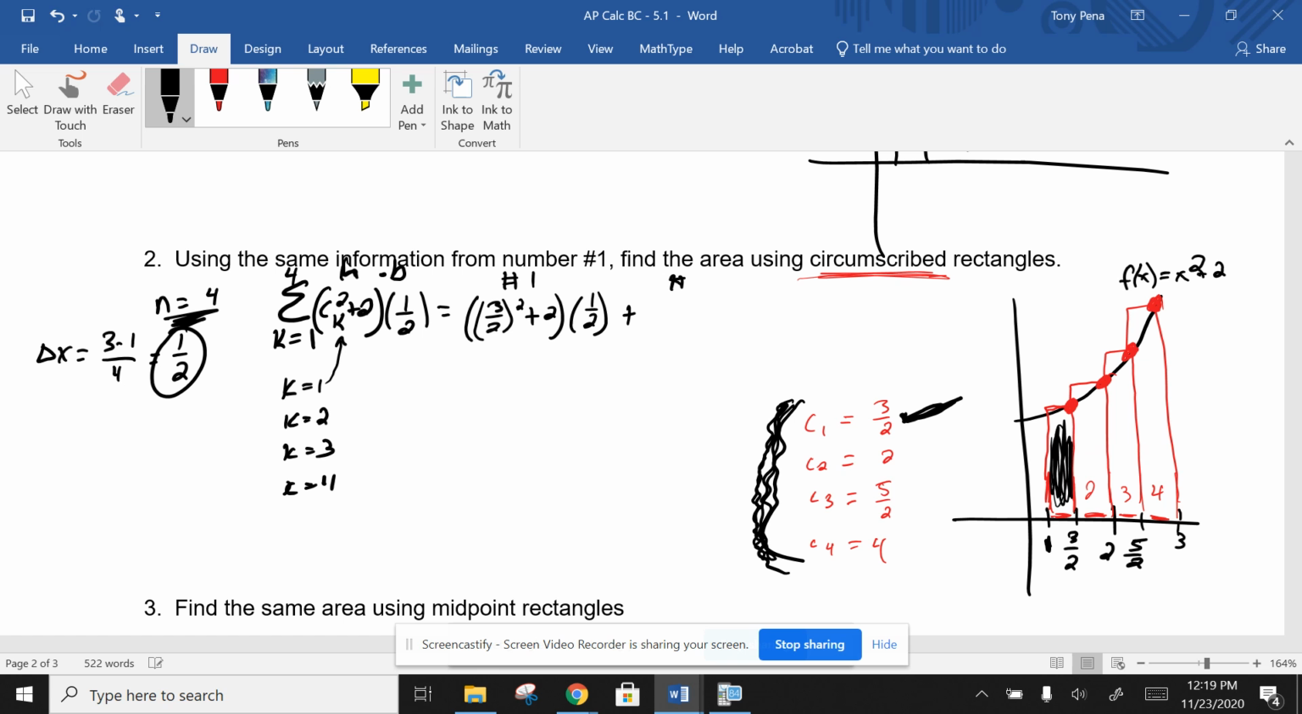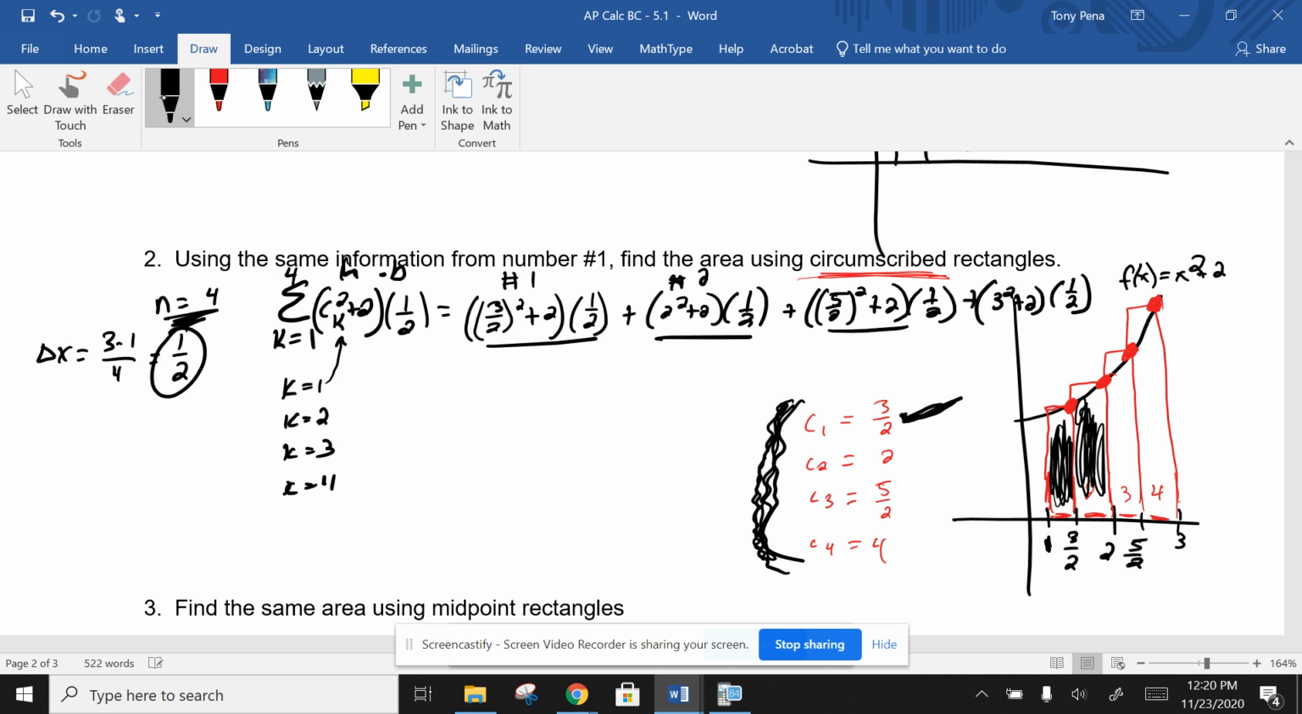If we go to the second one, that is 2 squared plus 2 times 1/2. That would give us the area of rectangle number 2 in our graph. And then we just continue on with those next few. So 5 halves squared plus 2 times 1/2. And then the last one, 3 squared plus 2 times our 1/2. These are the 1, 2, 3, 4 individual areas.